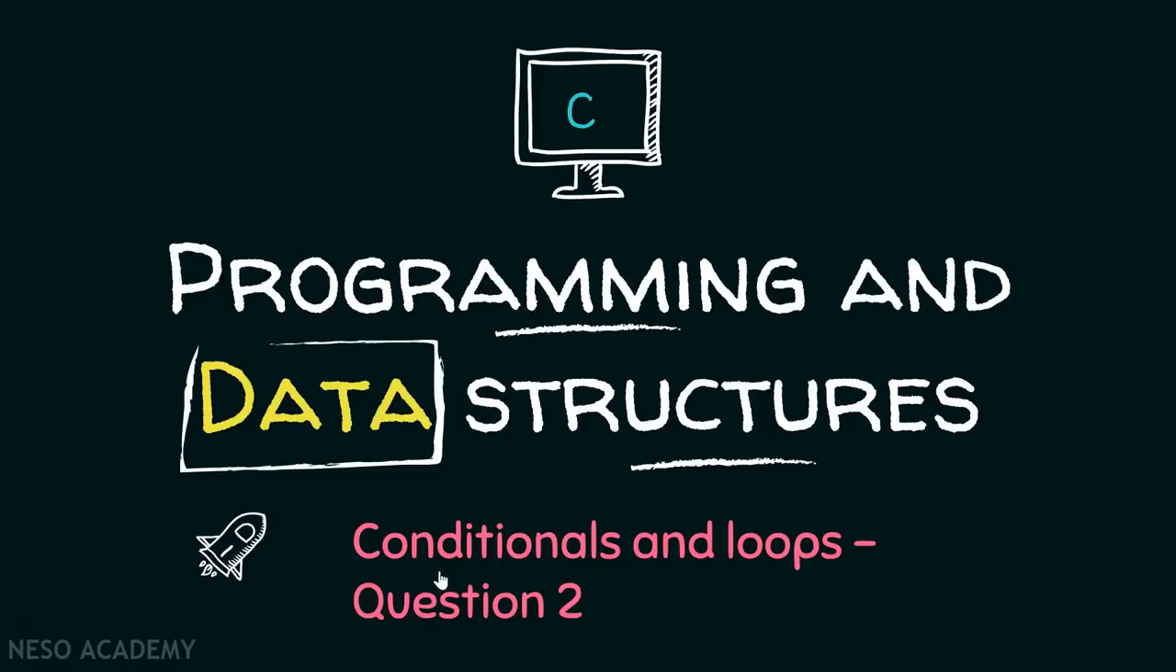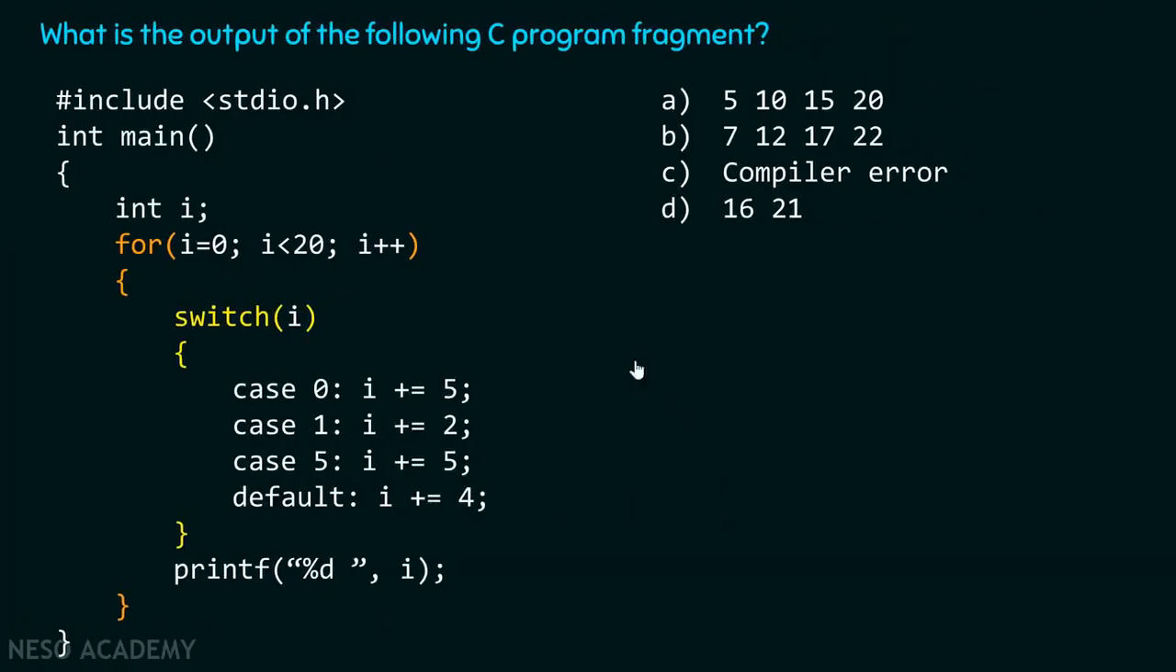In this lecture, we're going to talk about one question related to conditionals and loops. So let's get started. What is the output of the following C program fragment? This is the C program fragment available over here. We need to find out the output of this program.